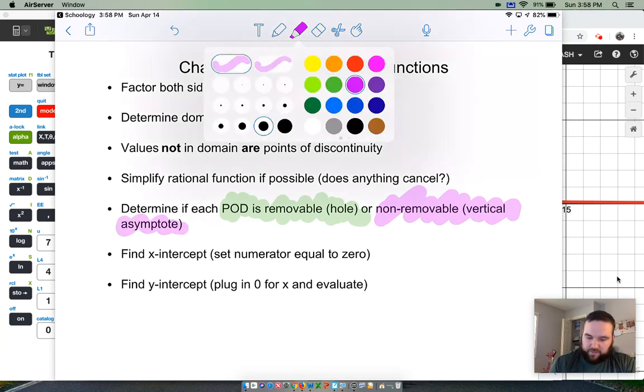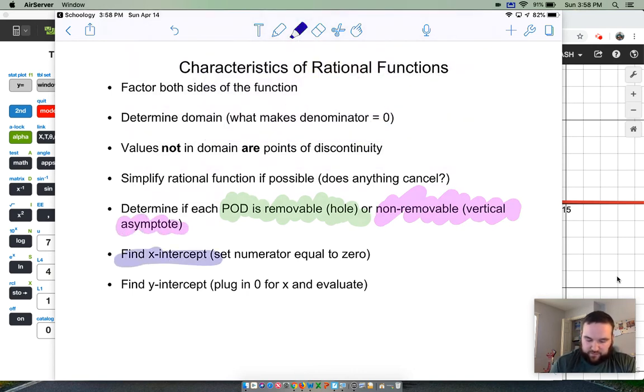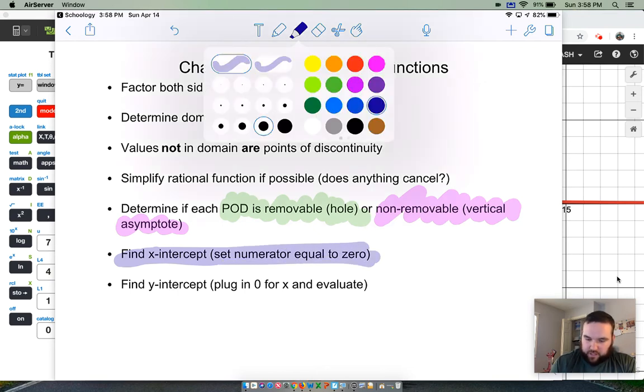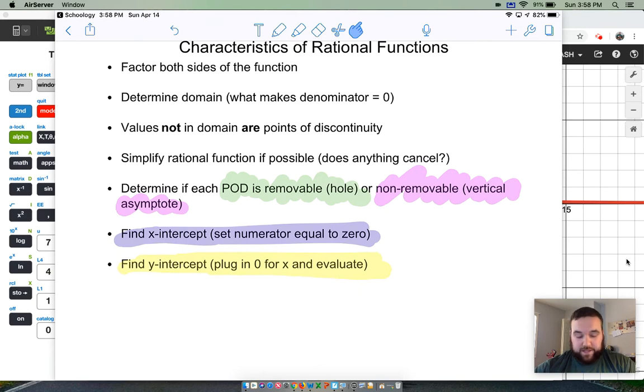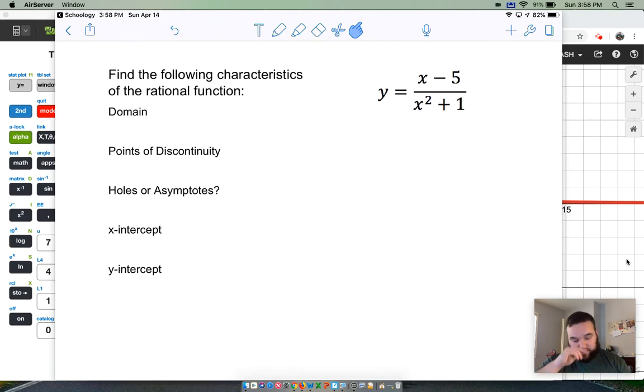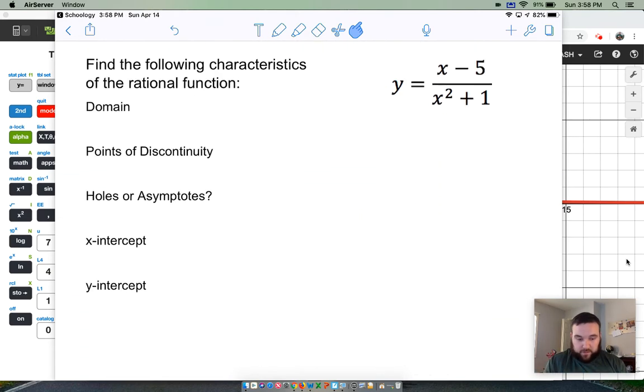Okay, and then finally we have this new stuff. The x-intercept is where the numerator equals 0, and the y-intercept is what happens when you plug in 0 for x, essentially. So we're going to look at 2 more of these and wrap this up. Again, I know it's quick. I know it's a lot, but just stick with it and try and do your best here.